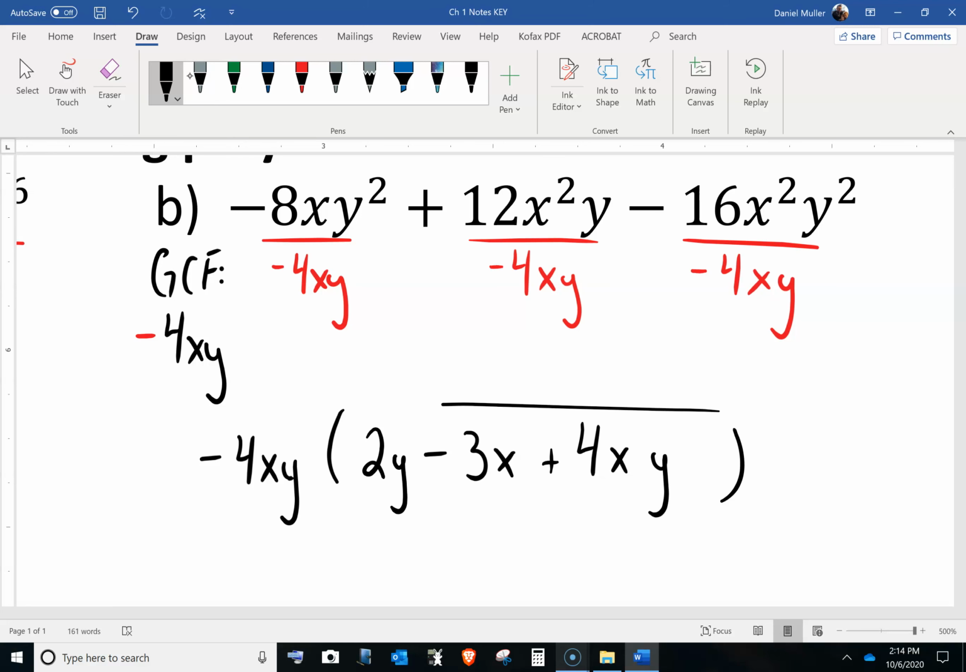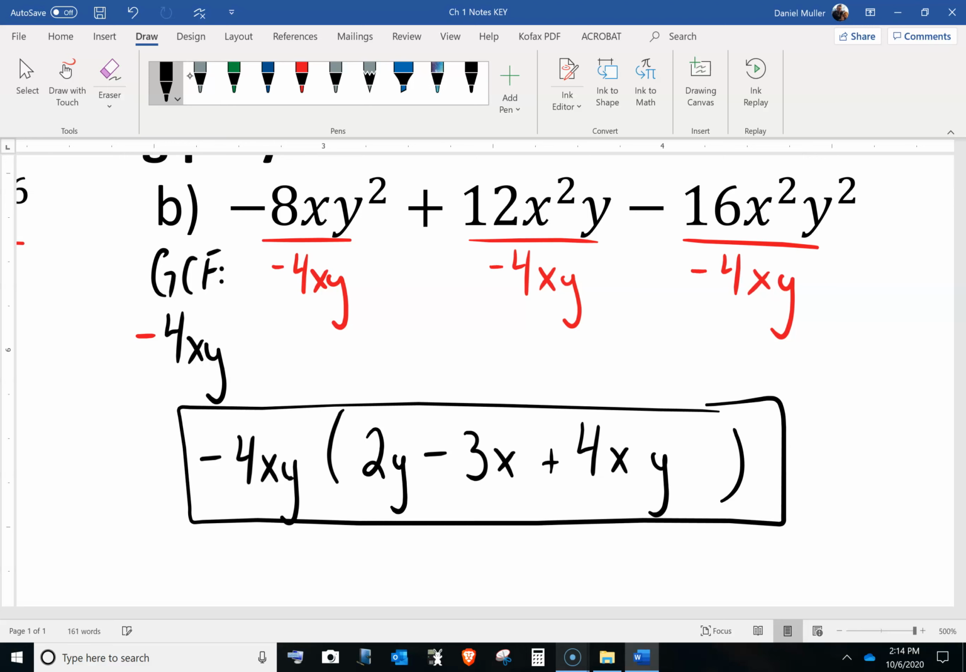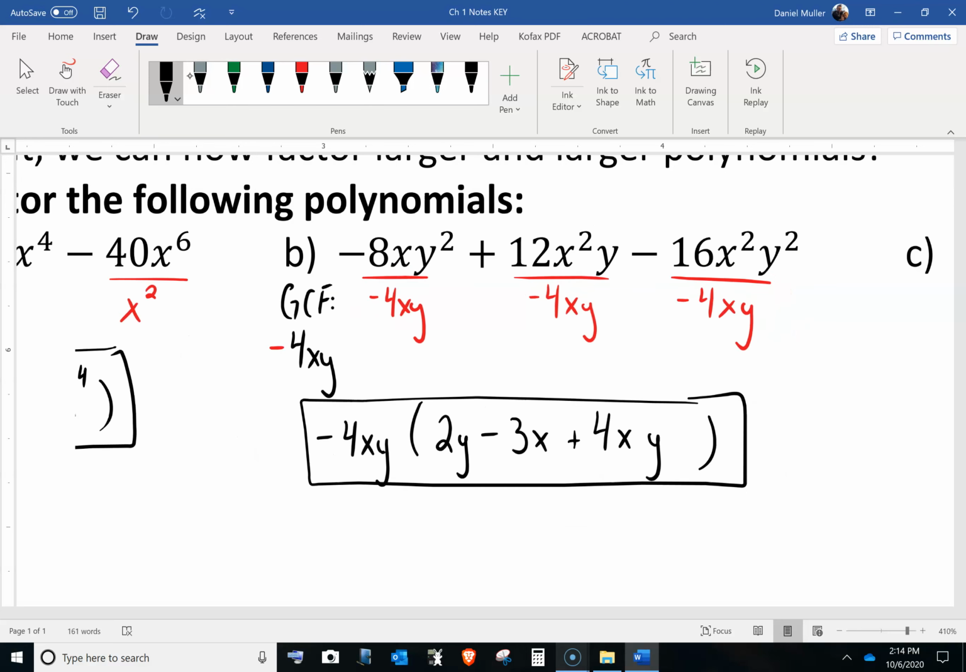So this is considered factored. The GCF has been factored out of this.